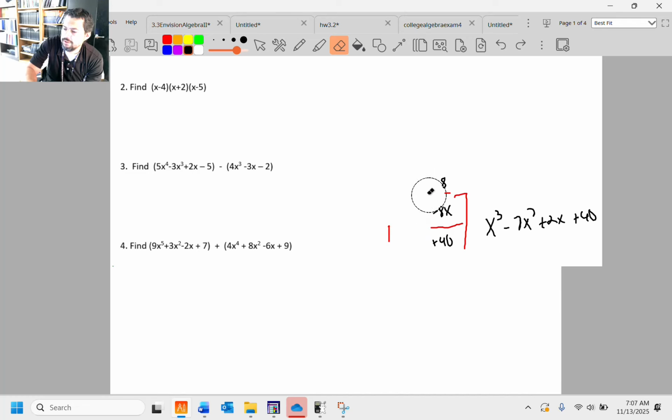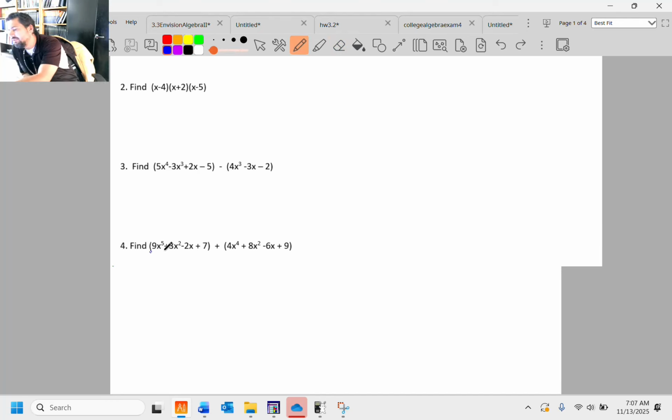Four went fairly well. It did. It probably also had close to a 90% success rate because you just had to remember like terms. I had a lot of kids who left off the 4x to the fourth. They just pretended it didn't exist.